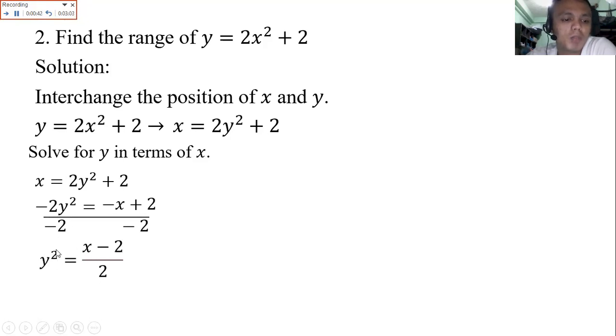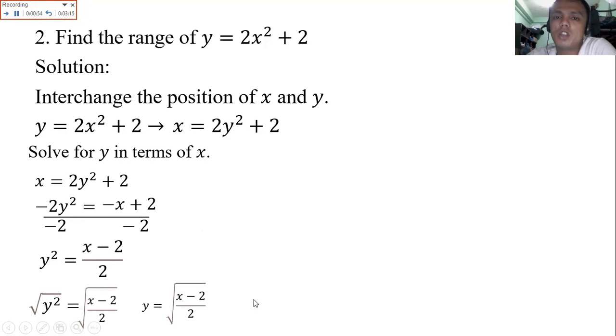Now, since may exponent pa yung y natin, itanggalin natin. Get the square root of both sides. Then your y here is equal to the square root of x minus 2 over 2. So ano yung pwede maging value ng x dito para ma-remain yung relation is a function? Tulad ng ginawa natin sa domain, kukunin natin yung value ng x. Solve for x wherein yung radicand na to, or yung expression na to, is greater than or equal to 0, kasi nga may radical sign tayo.